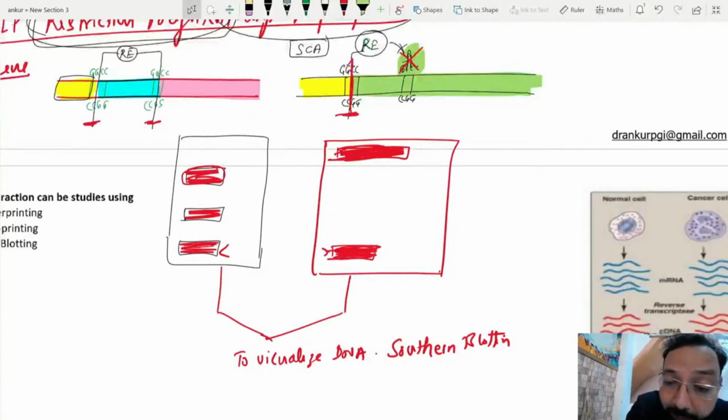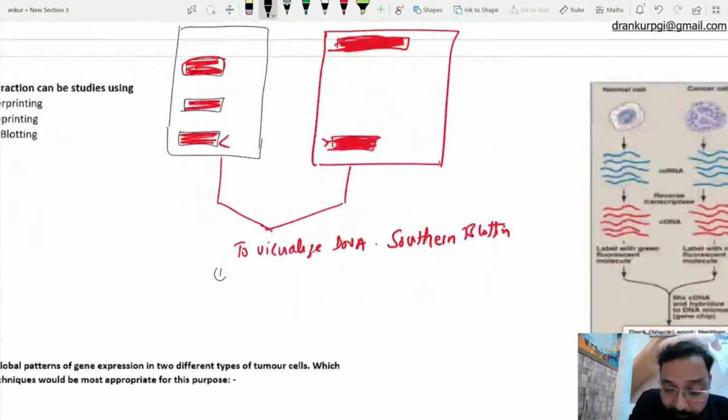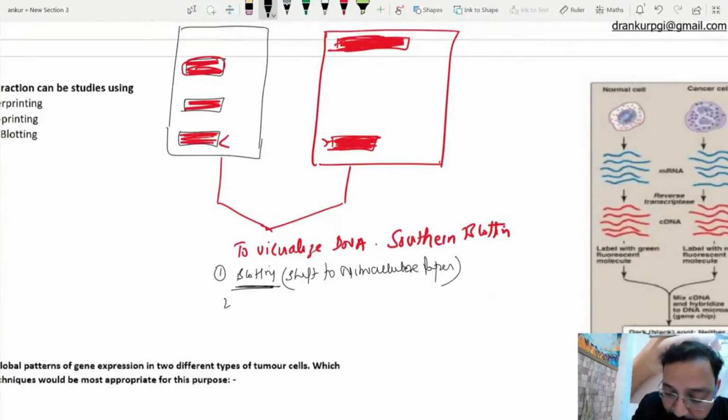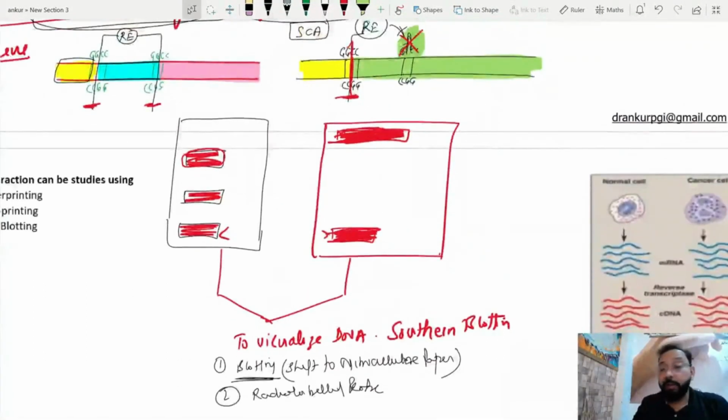Now I take a radioactive complementary probe. First I did the blotting, shifting the impression to the nitrocellulose paper. Then we will take a radio labeled probe, a complementary probe, a radioactive probe, and I will flow it over this nitrocellulose paper.